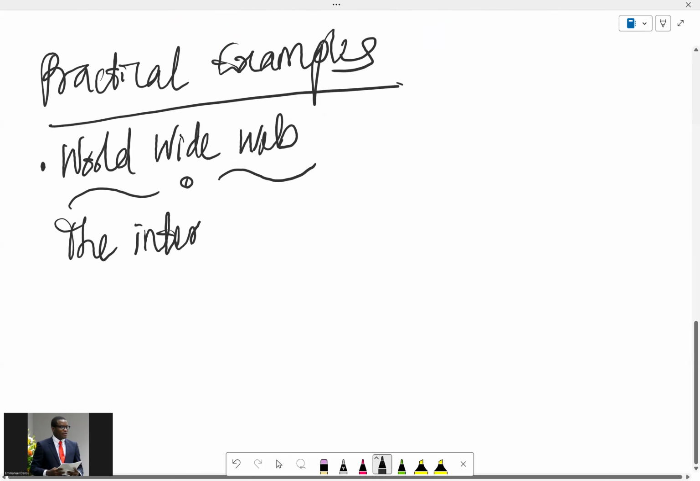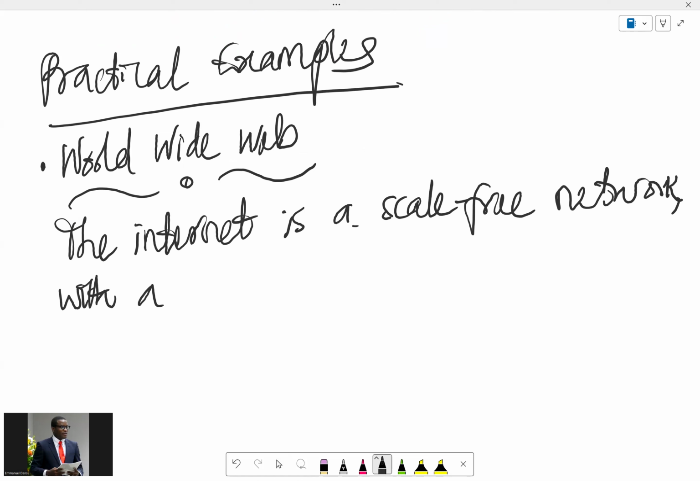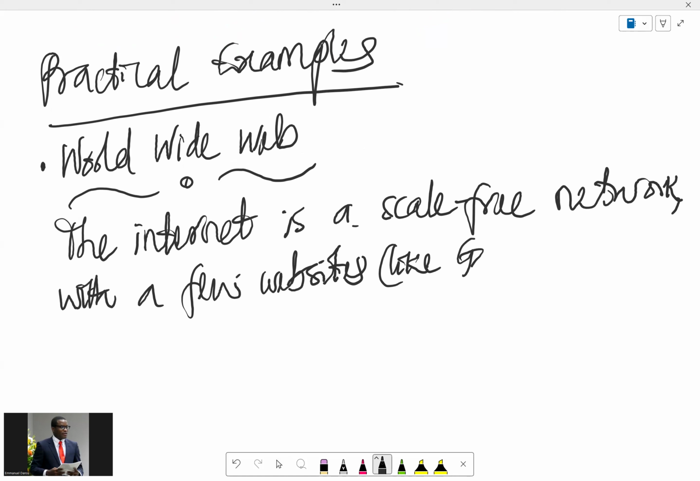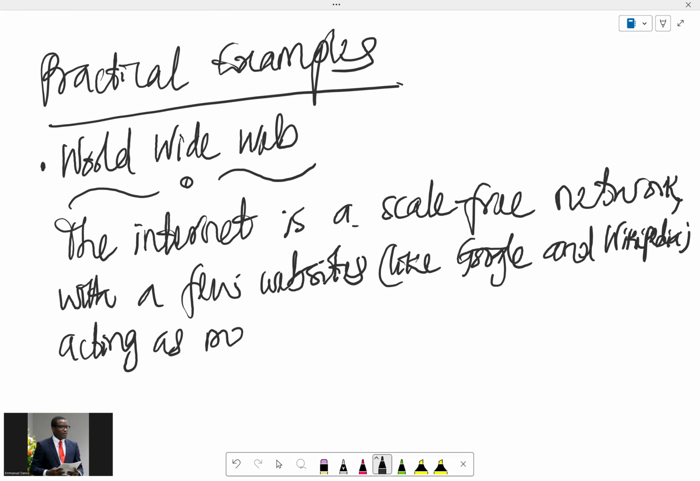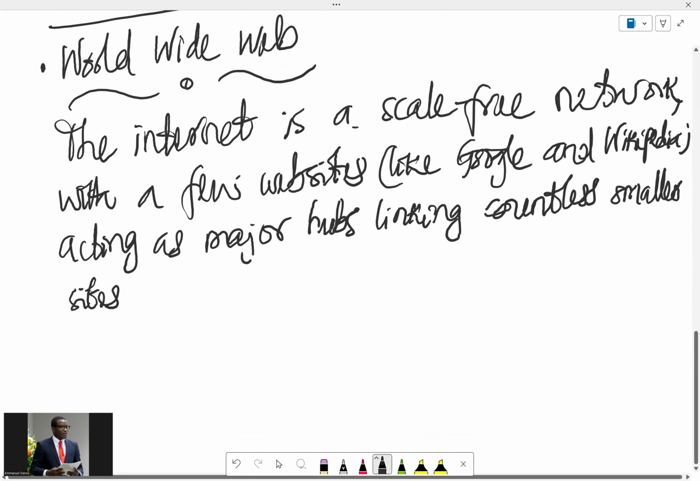So the internet is a scale-free network, with a few websites like Google and Wikipedia acting as major hubs, linking countless smaller sites. Okay. So there are many websites all over the place, right? But sites like Google and Wikipedia have disproportionately large connections.